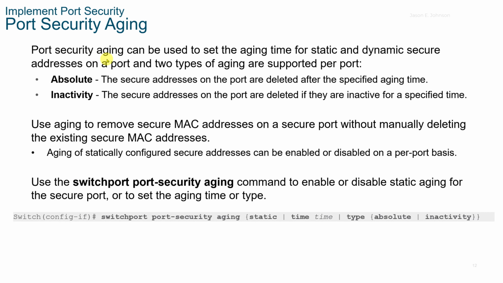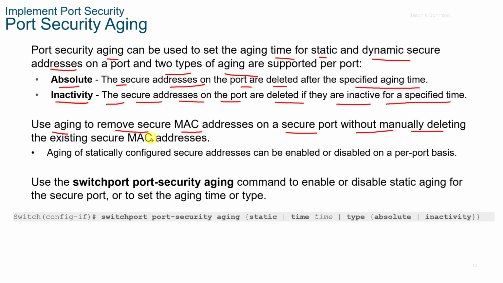configuration. Port security aging can be used to set the aging time for static and dynamic secure addresses on a port, and two types of aging are supported: absolute and inactivity. With absolute, the secure addresses on the port are deleted after a specified aging time. With the inactivity type, the secure addresses on the port are deleted if they're inactive for a specific time. So use aging to remove secure MAC addresses on a secure port without manually deleting the existing secure MAC addresses. The aging of statically configured secure addresses can be enabled or disabled on a per-port basis.